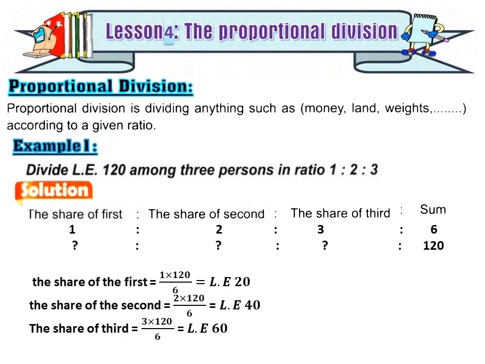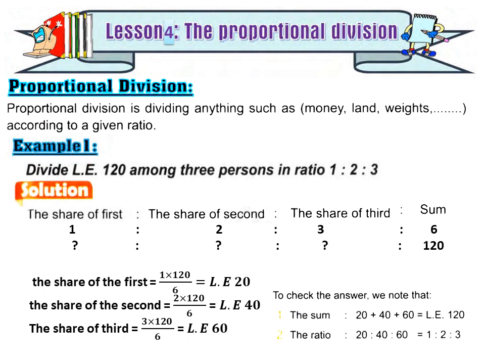To check your answer, if I add the total 20 plus 40 plus 60, it will give me the total money which I divided among the 3 persons. So 20 plus 40 equals 60. 60 plus 60 equals 120. It is the total money which I divided among the 3 persons, okay?